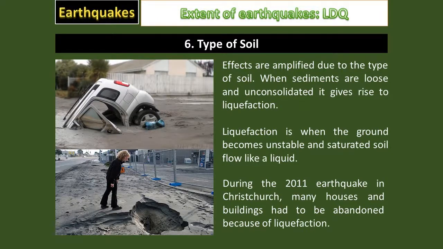The last factor is type of soil. When the soil is loose and unconsolidated, it can give rise to problems like liquefaction. Liquefaction occurs when the ground becomes unstable and saturated soil will flow like liquid. An example will be the liquefaction that took place in Christchurch in the 2011 earthquake. Many buildings had to be abandoned due to the liquefaction problem.